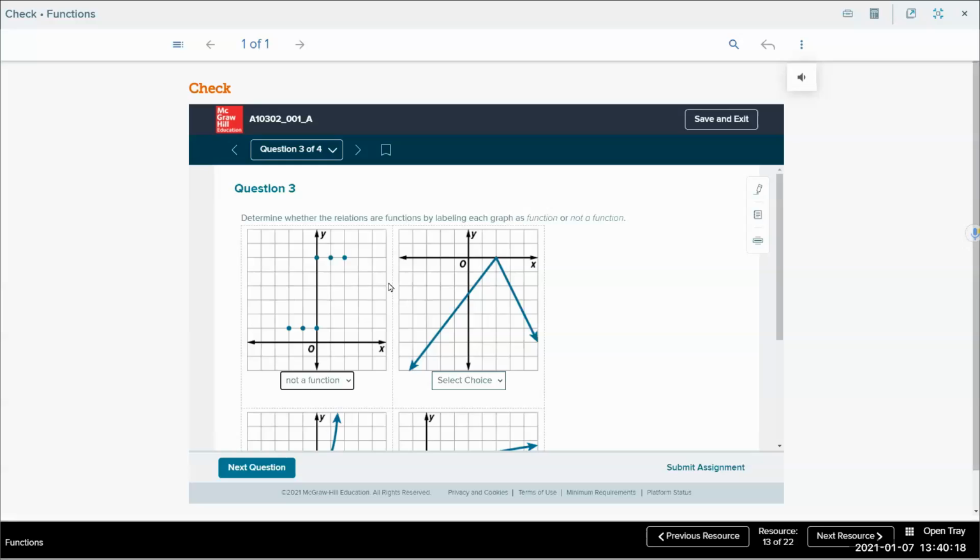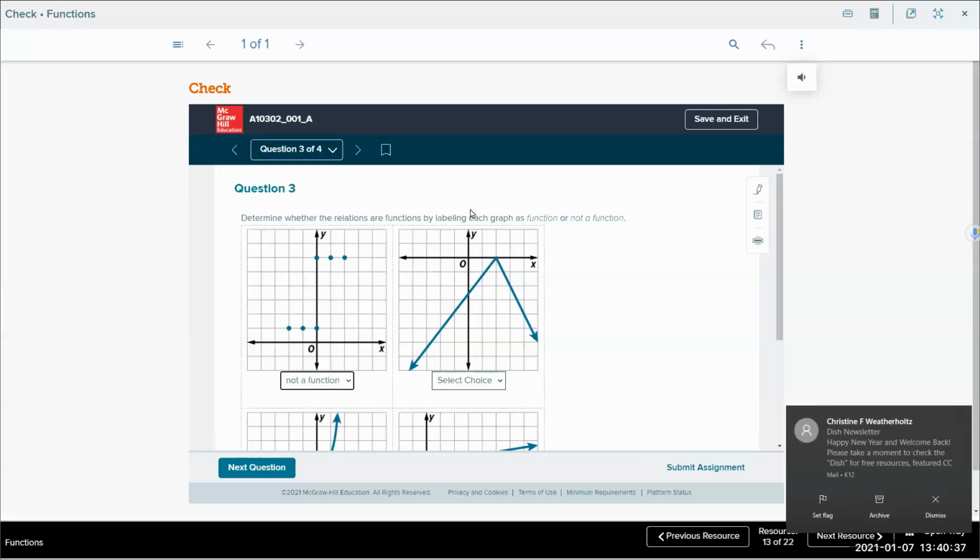So what we're looking at right here is not a function. I just wanted to clarify about those open circles that you come across in ALEKS. An open circle is not a point on the graph. This next one is an absolute value graph again, and there is nowhere that I would be drawing a vertical line that could hit it more than one time, so this is definitely a function.